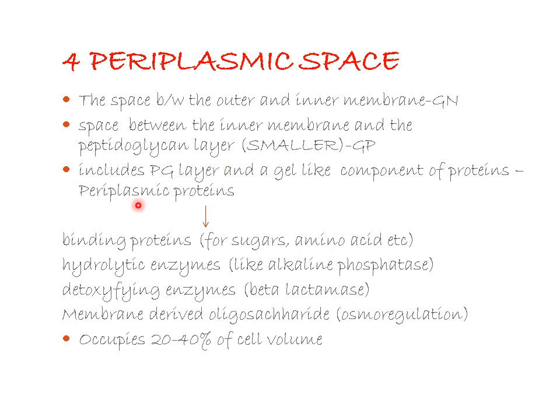These periplasmic proteins will include binding proteins, which are the binding proteins for sugars, amino acids, and hydrolytic enzymes. These hydrolytic enzymes are like alkaline phosphatase. They can be detoxifying enzymes like beta lactamases. Beta lactamases are actually the enzymes which damage a lot of antibiotics like penicillins, cephalosporins, carbapenems. Then finally there are membrane derived oligosaccharides. These help in osmoregulation. So basically the periplasmic space will occupy about 20 to 40% of the cell volume.